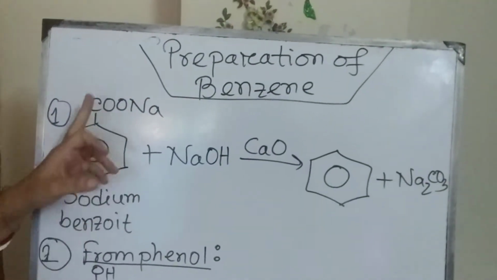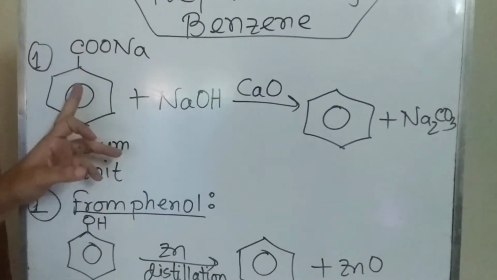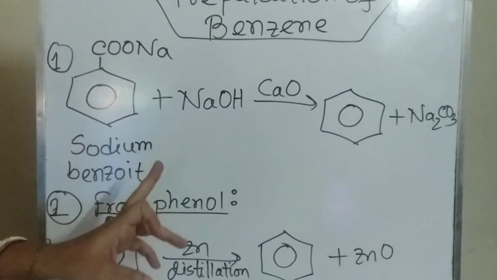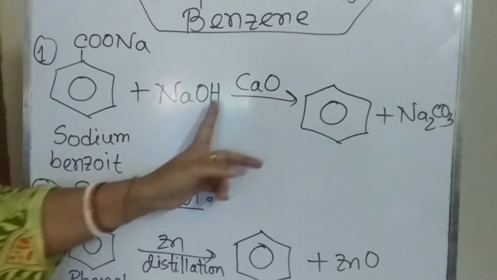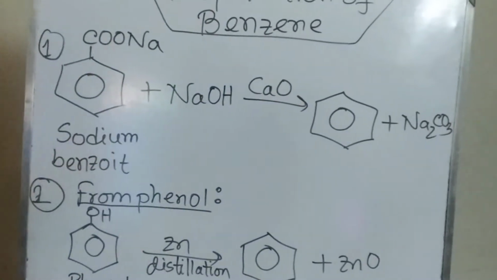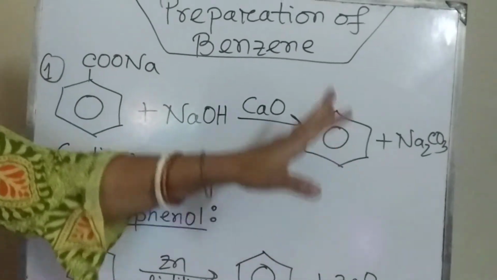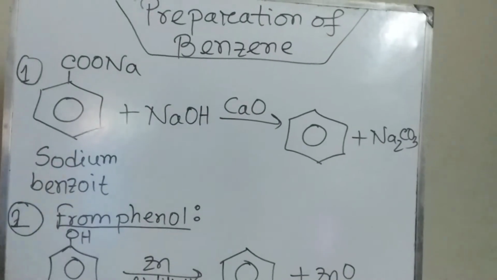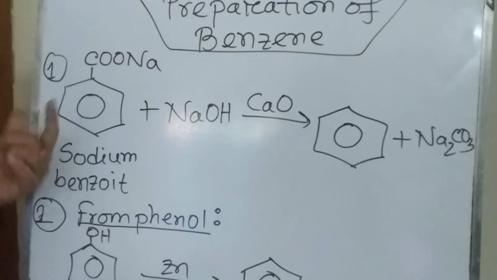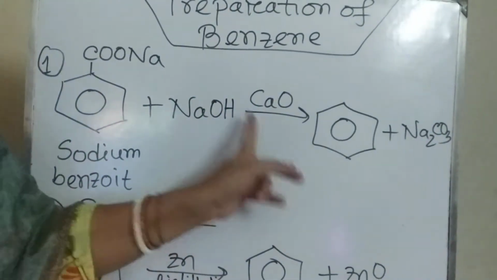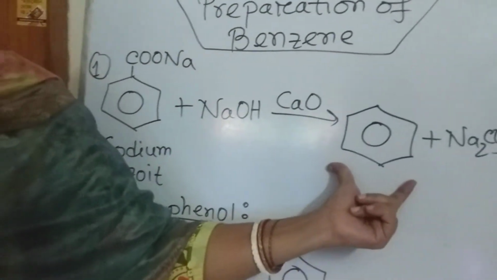In the laboratory, benzene is prepared from sodium benzoate. Actually, it is the salt of benzoic acid. When sodium benzoate reacts with soda lime, you know the mixture of sodium hydroxide and calcium oxide is known as soda lime, then it is converted to benzene. To carry out this reaction in the laboratory, an apparatus known as Bock apparatus is used, and by taking sodium benzoate and soda lime in 1:3 ratio, benzene is prepared.